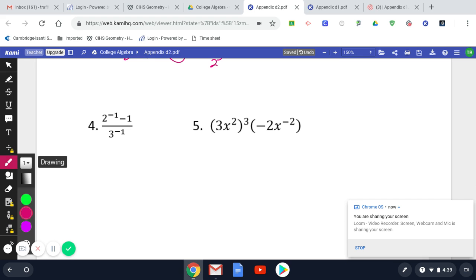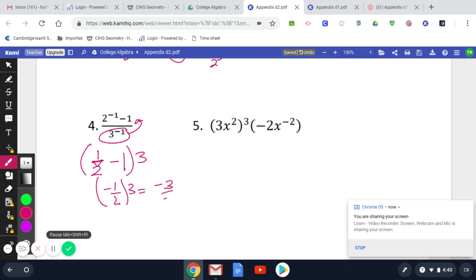Number 4. If I focus on just the top part, what I have is 2 to the negative 1, which is viewed as 1/2, and then minus 1. 3 to the negative 1, because the exponent's negative, I can move it to the top to make it positive. So then I can take that and times it by 3. So now what I have is 1 half minus 1 is negative 1 half, times 3 is negative 3 halves.